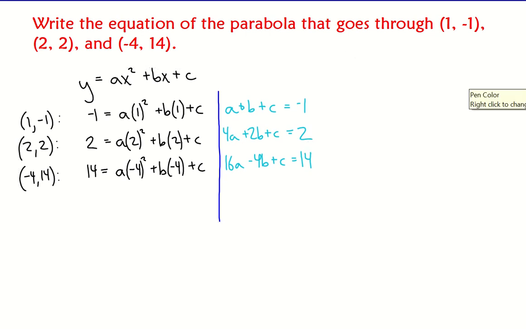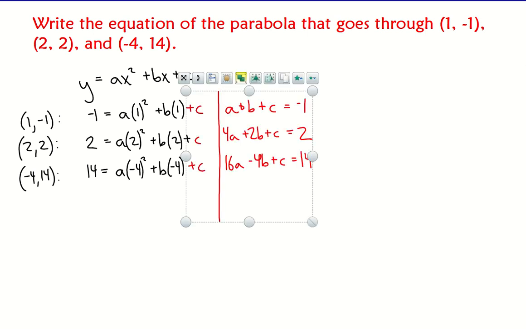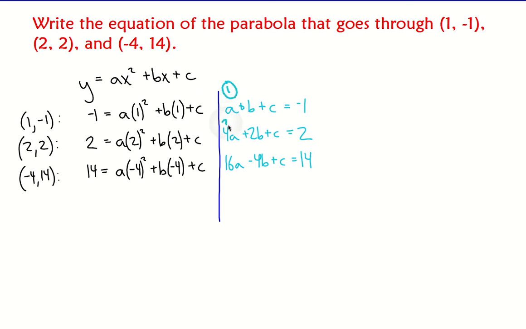However, these systems are not going to be super difficult to solve because the c coefficient is always going to be 1, and we know that it's not going to be a no solution or an infinite solution problem. There's only one parabola that's going to go through these 3 points. If I label these as 1, 2, 3, I'm going to go ahead and take equation 1 and subtract it from equation 2. So that would produce 3a plus b. The c's would go away, and then 2 minus -1 is 3. So this is equation 2 minus equation 1 that produces that result.